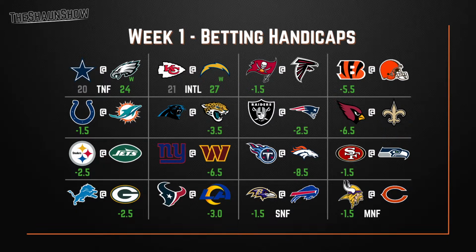The model, I do believe, for the NFC East says that the Washington Commanders lose to the Giants this week. I kind of like 6.5. I'm going to take the 6.5 there. I'm taking that. Next, we've got the Denver Broncos, 8.5 points over the Tennessee Titans.